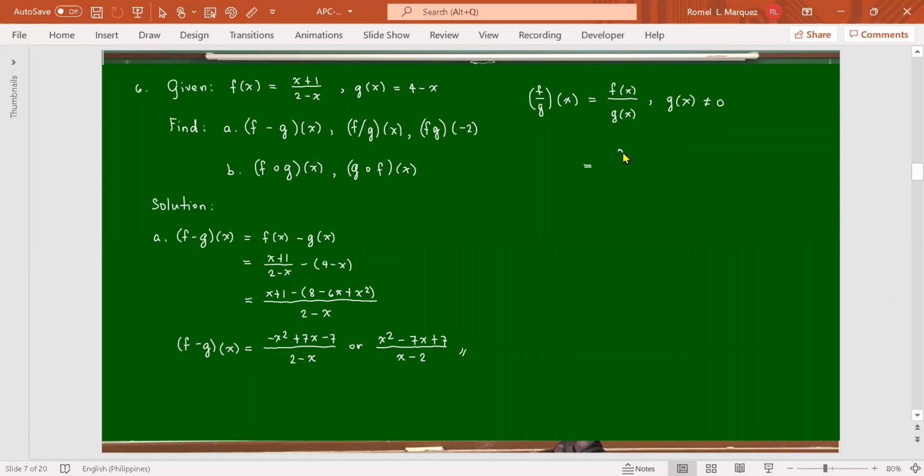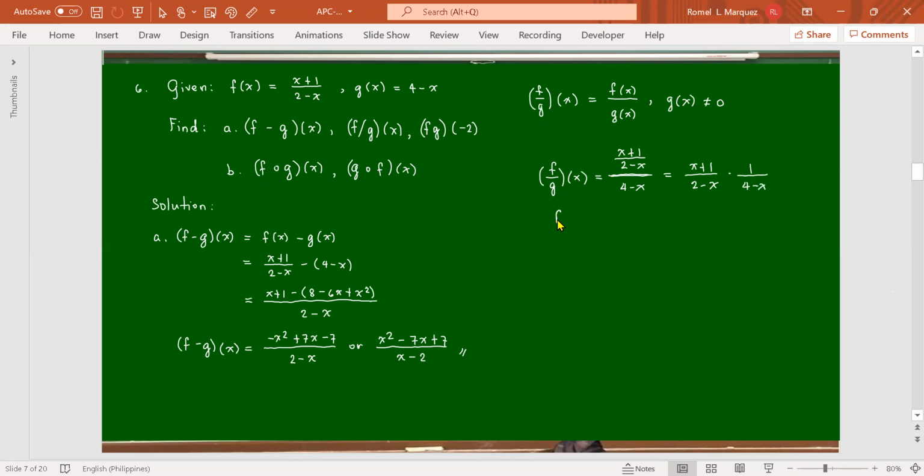So what is our F? X plus 1 all over 2 minus X, all over, we have 4 minus X. So what's the middle, guys, here? The middle fraction is this, no? Be sure your equal sign is at the middle of the fractional bar. So this is our f over g of x. And this is equal to x plus 1 all over 2 minus x times 1 over 4 minus x.